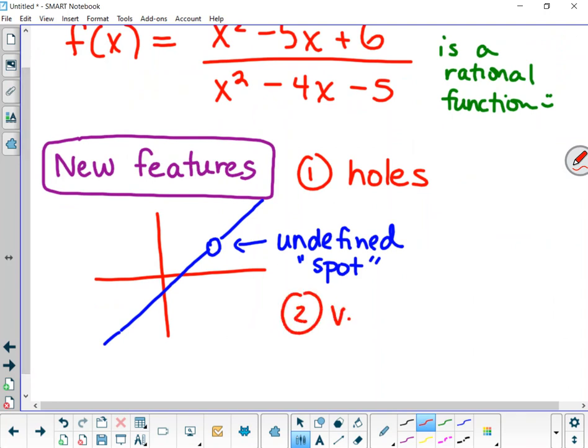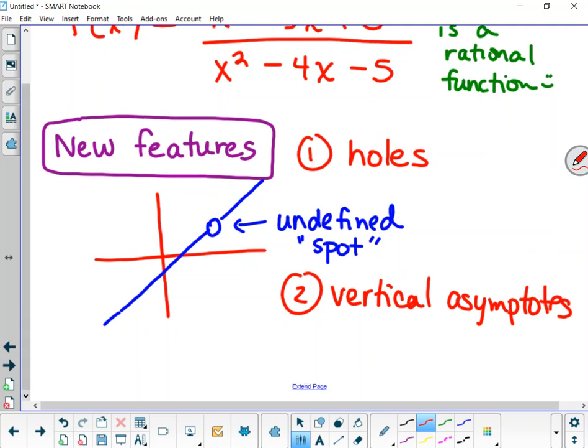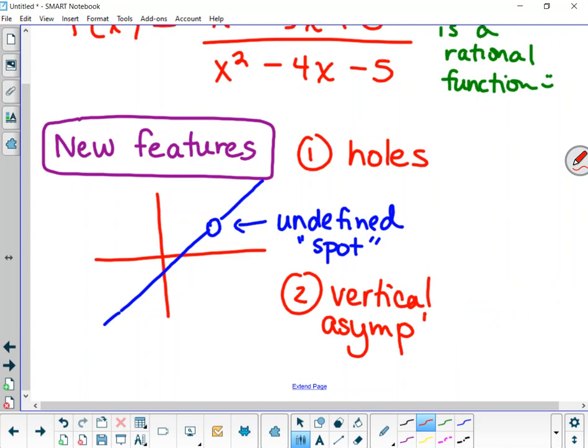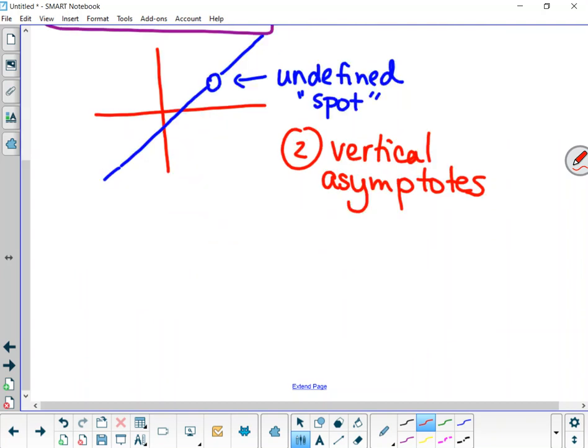That's one of the new features of a rational function. The other one, vertical asymptotes. That is a horrible writing of the word asymptote. Let me write it again: A-S-Y, asymptotes. Vertical asymptotes. Now, here's a vertical asymptote. You've got that kind of vertical line.